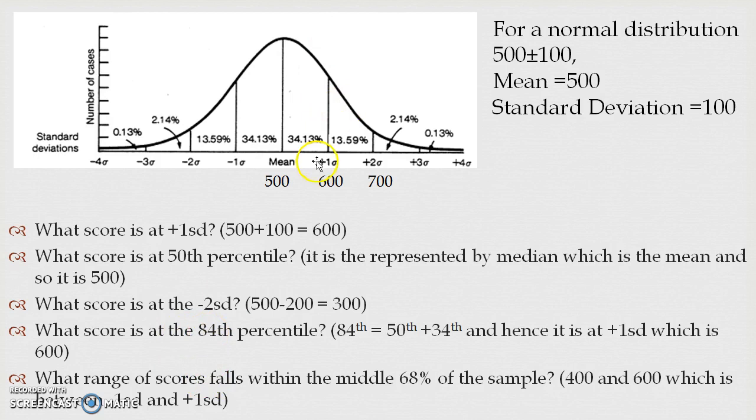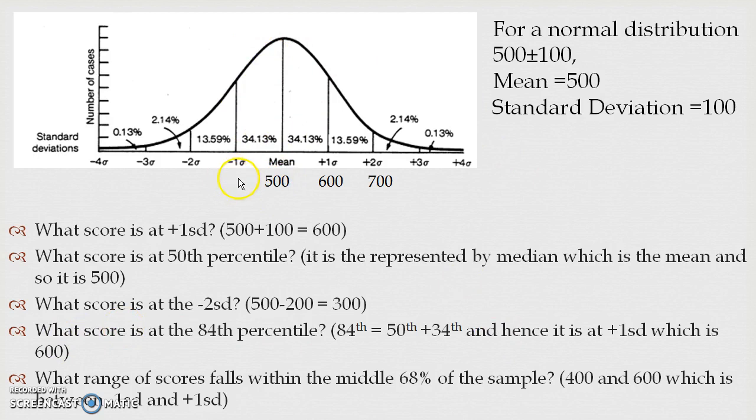So once again, look at the graph. When you look at the plus 1 standard deviation away from the mean, you see it is 34, and the mean is at the 50th percentile. So I can do 50th plus 34, which gives me the 84th. So that means it is the value at plus 1 standard deviation, and that is 600.